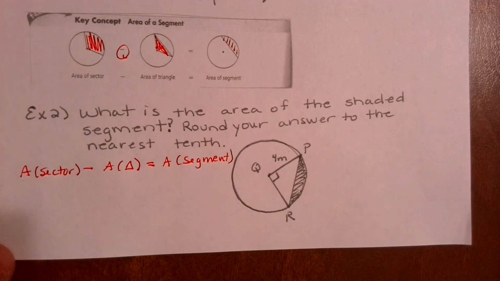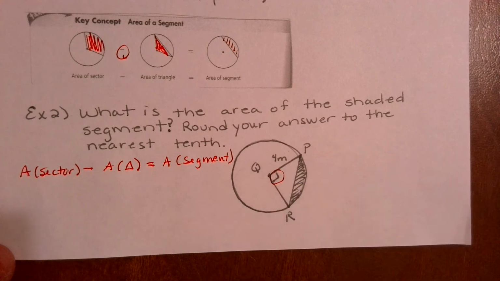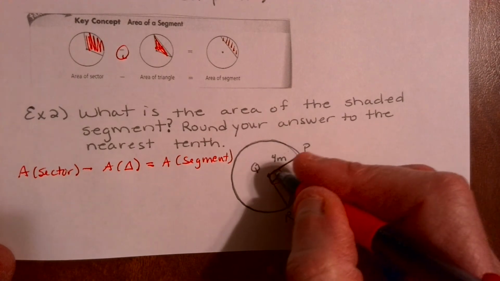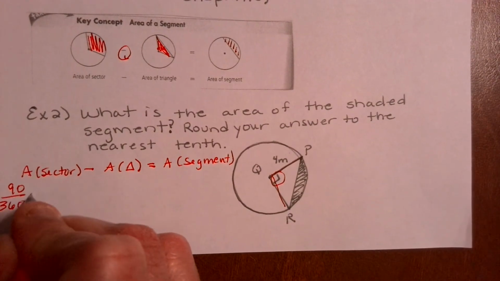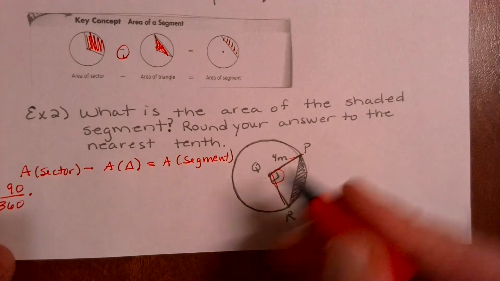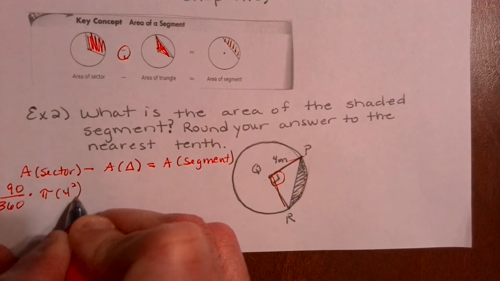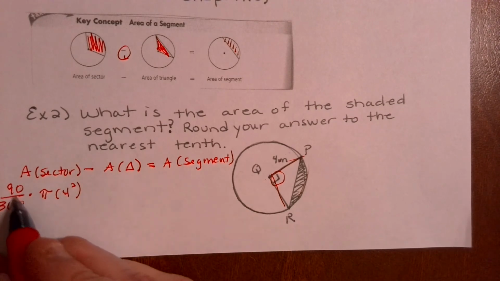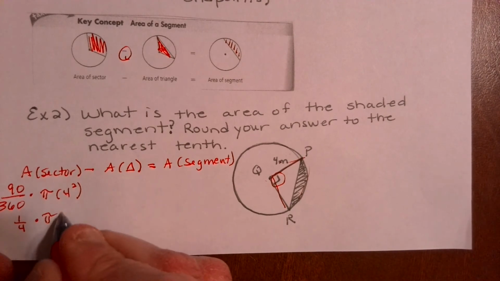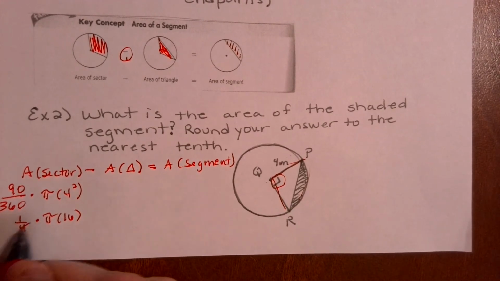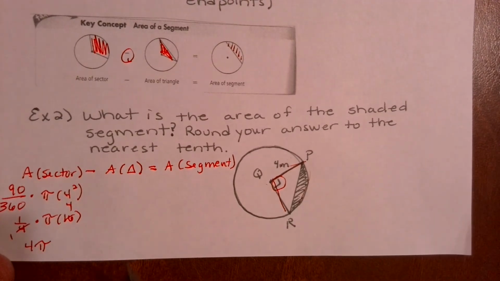Okay, so the area of the sector. We need to know the degree measure here. The degree measure for this whole thing is 90 degrees over 360 times the area, pi times radius squared. I'm just going to work with this first before I move along. So 90 over 360 is 1/4 times pi times 16. The 4 and the 16 cross off, and you're left with 4 pi for the area of the sector.